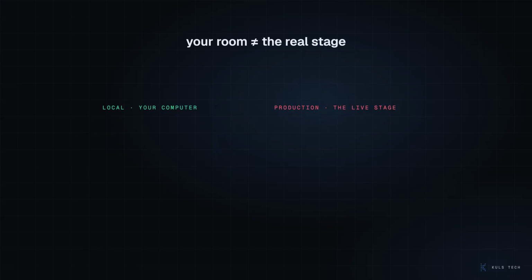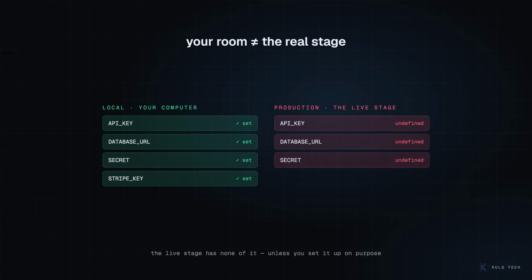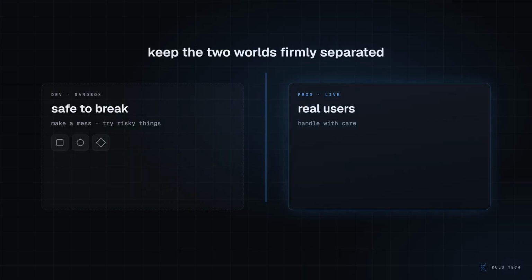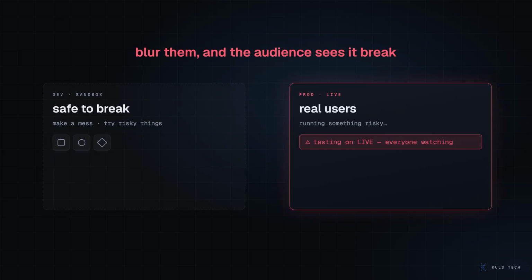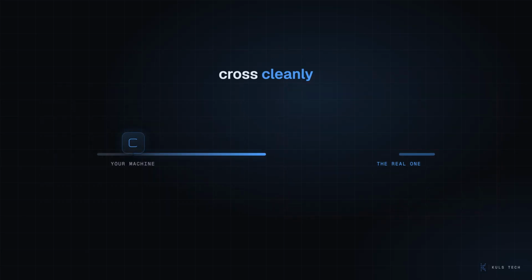And here's the part that trips absolutely everyone up. Your rehearsal room and the real stage are not the same place. On your own computer, you've got all your little shortcuts and settings quietly in place. The live stage doesn't have a single one of those unless you set them up there on purpose. Professionals keep these 2 worlds firmly separated, a safe practice space where they're allowed to make a mess and break things, and the real live version that actual users are touching. Blur those 2 together, and one day you'll test something risky on the live stage with the entire audience watching. Learn to cross from your machine to a real one cleanly. That crossing is what the word shipping literally means.